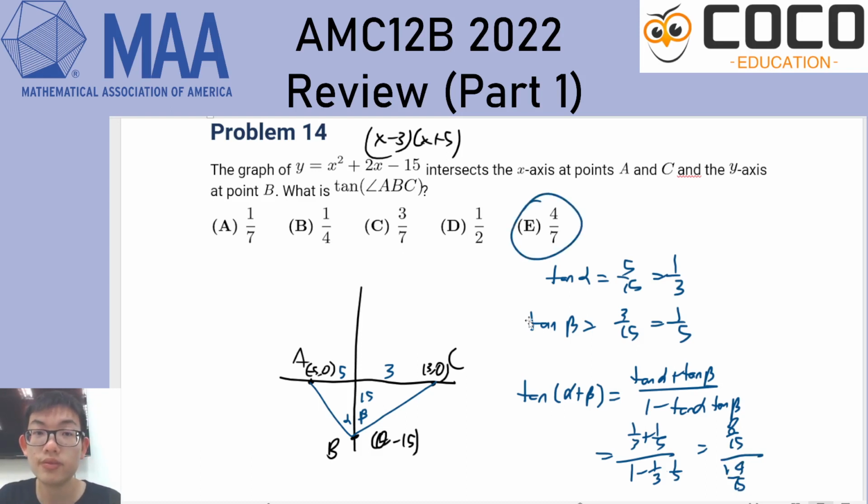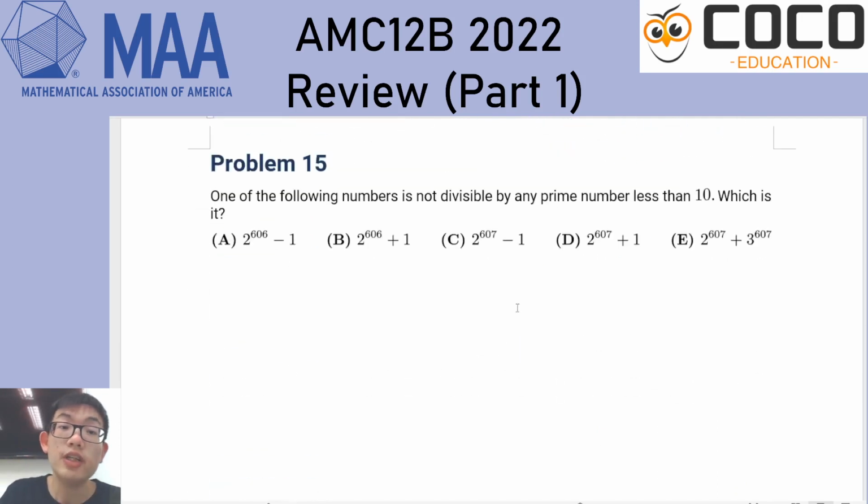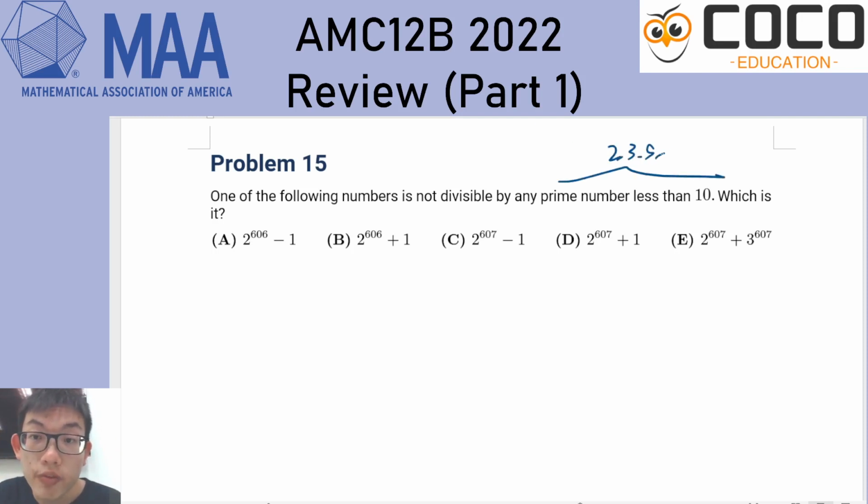Question 15. One of these numbers is not divisible by any prime number less than 10, okay? That's just 2, 3, 5, and 7, and a quick glance tells me I don't have to worry about 2 because they are all not divisible by 2. Which is it? I can just test 3, 5, and 7. I don't think I need to be particularly clever about this.